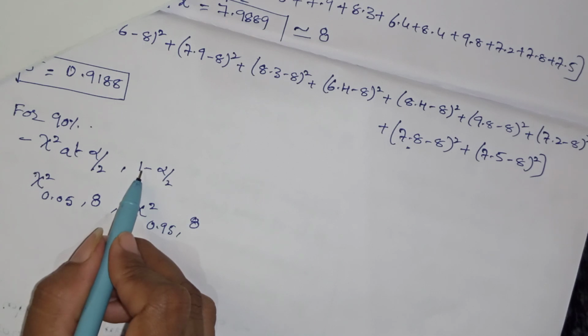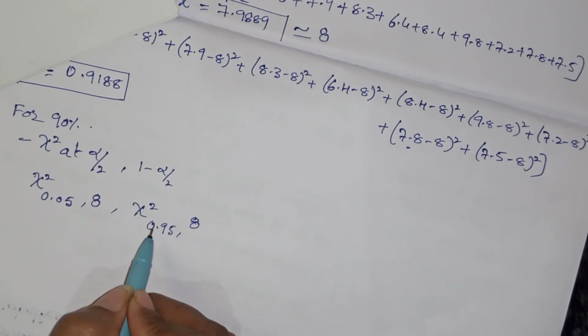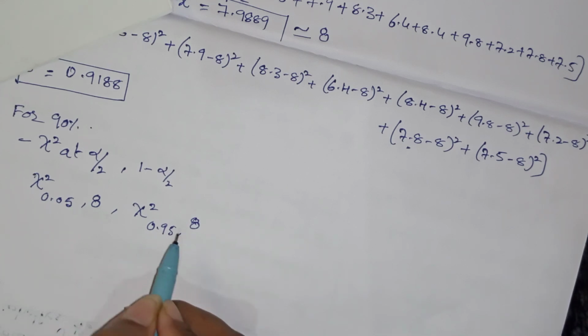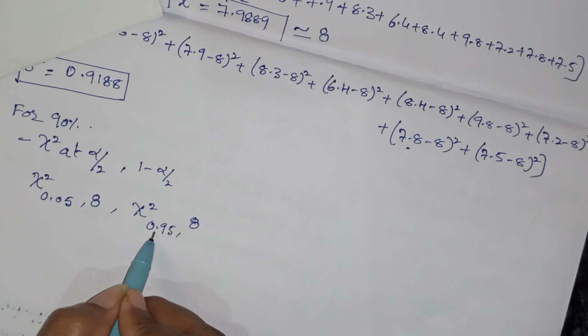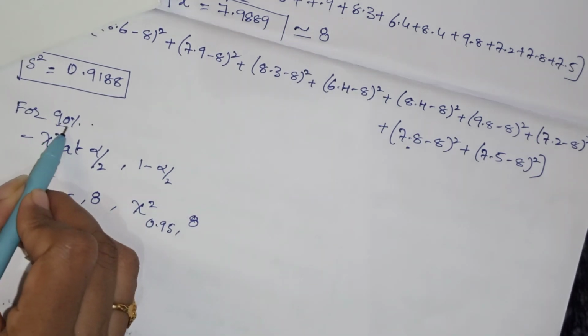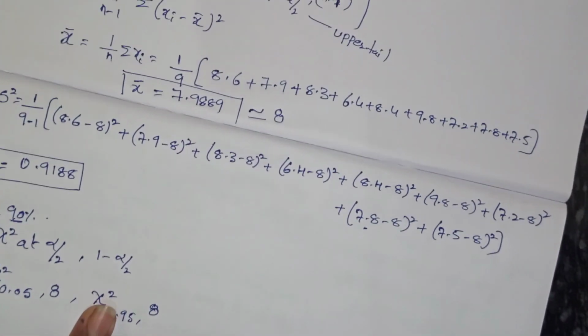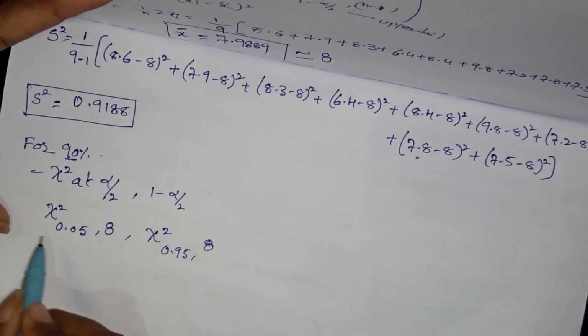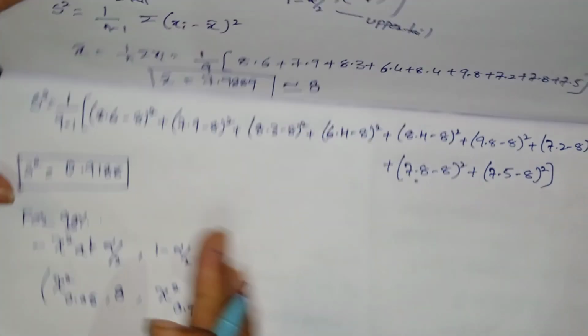But here what they told? 1 minus alpha by 2. That means 1 minus 0.05 is nothing but 0.95. So now I think you understand how 0.05 and 0.95 came. Now we keep these values in the formula.